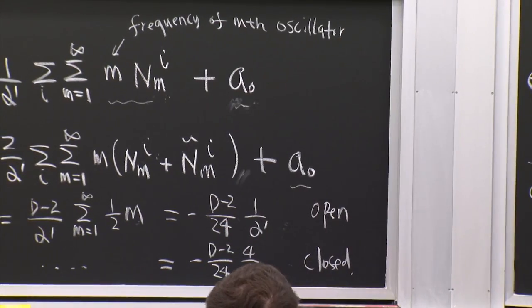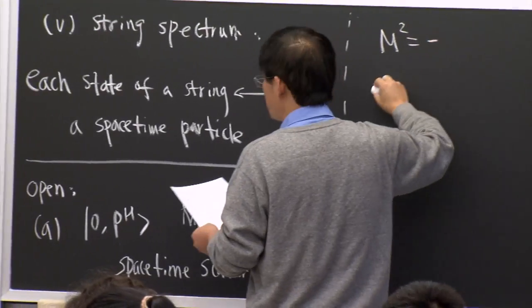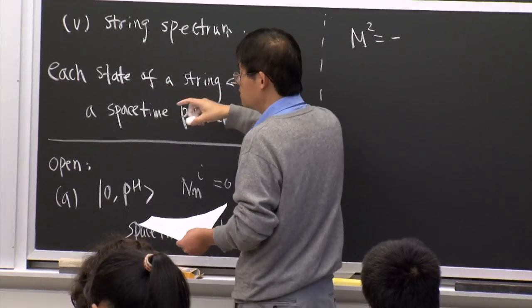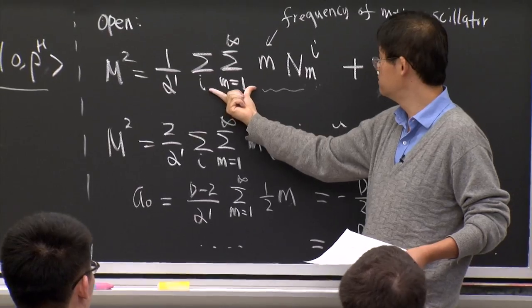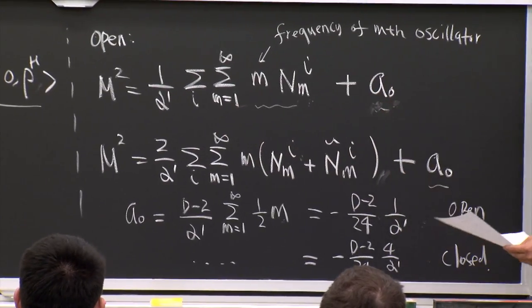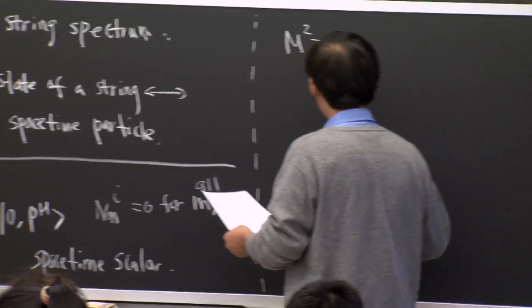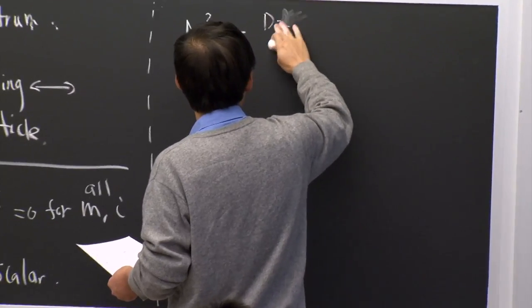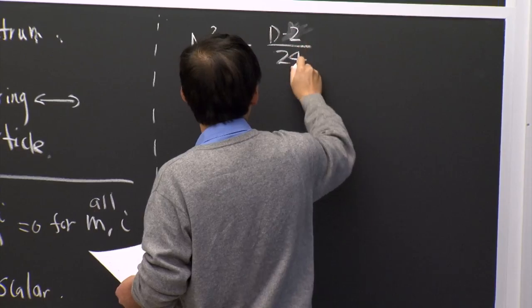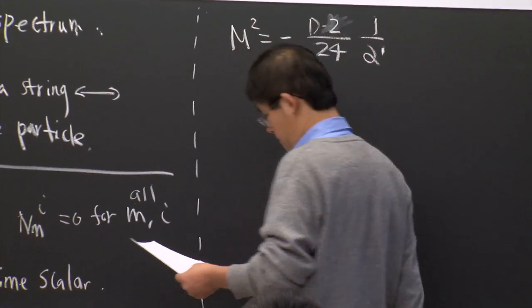And the mass of the particle we can just read from here. So m squared equals minus a zero. This is for the open string, so we use this formula, because the oscillator term here is zero. The only thing that comes is from the a zero term. So you just get minus (d minus 2) divided by 24, times 1 over alpha prime.